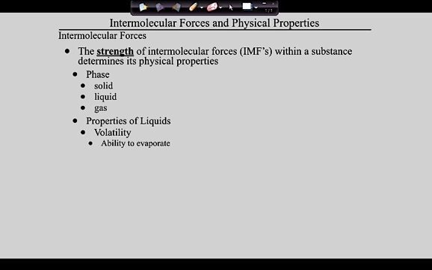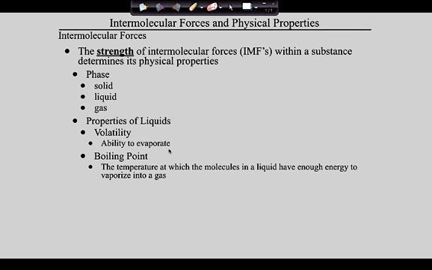So guys, that's volatility. Then guys, the next is boiling point. Boiling point is the temperature at which the molecules in a liquid have enough energy to turn into a gas. And then guys, we've got two more. We're going to kind of lump them together at the end of the day, but we'll separate them now so you know the definition of each.